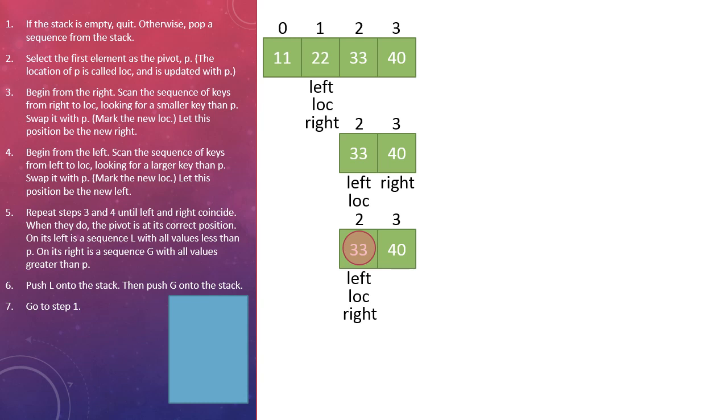There are no elements on the left of 33. However, there is a sequence to the right. This sequence contains only one element. So this means that 40 is also at its correct position.